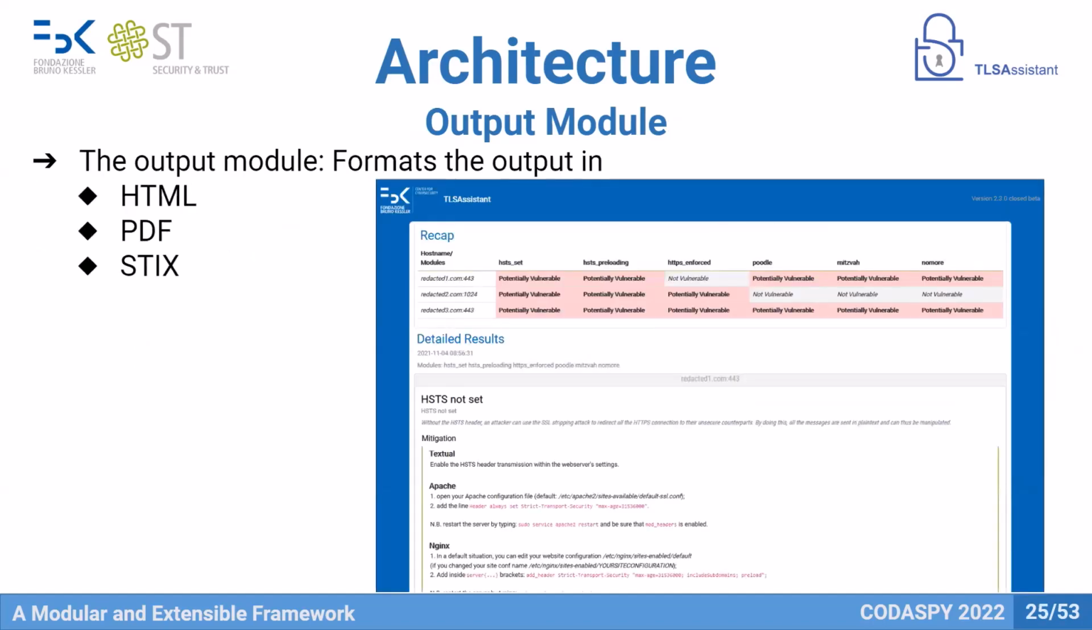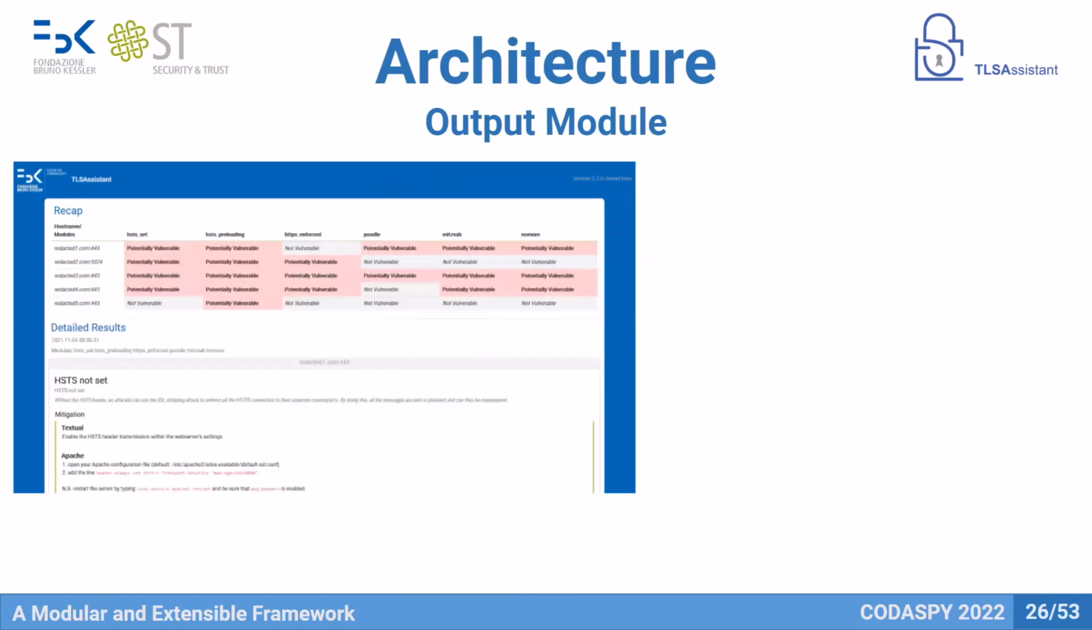This is the output module, and it is rather configurable because you can choose between HTML, PDF, and STIX-compliant output. And because we can also analyze a lot of websites, we could have the repetition of the mitigation that you can see on the top, on the bottom part.